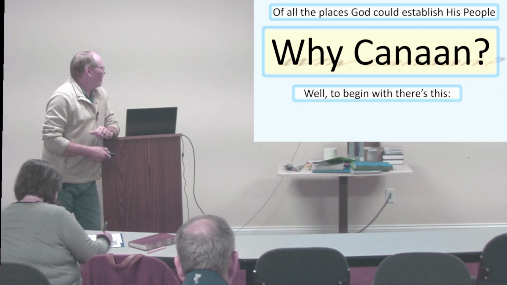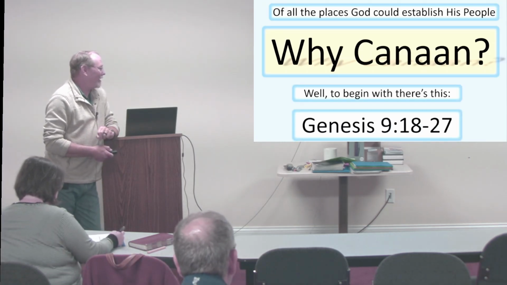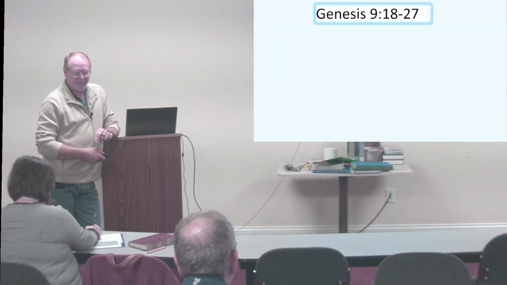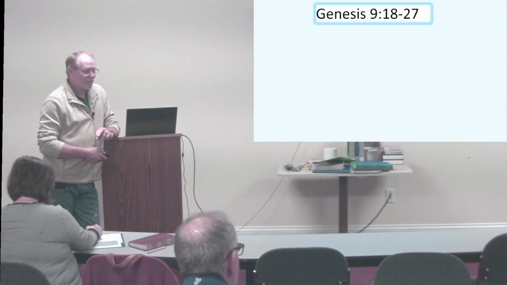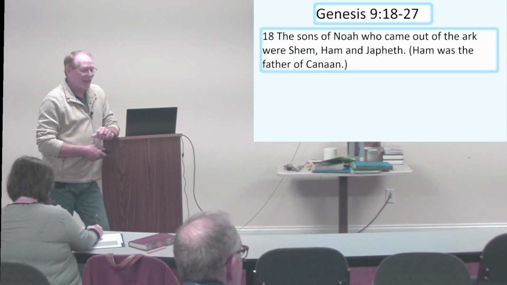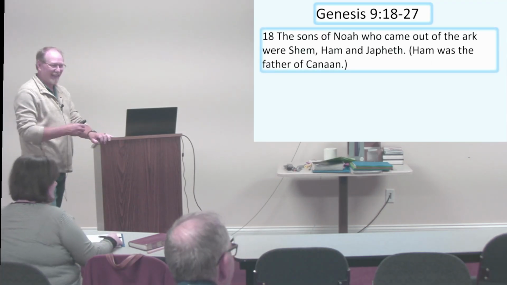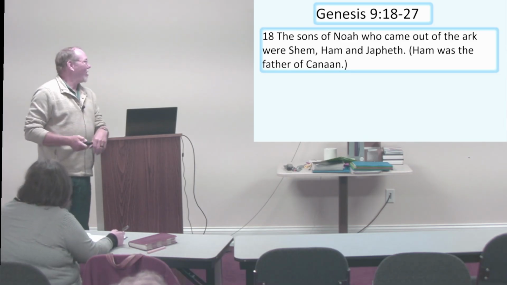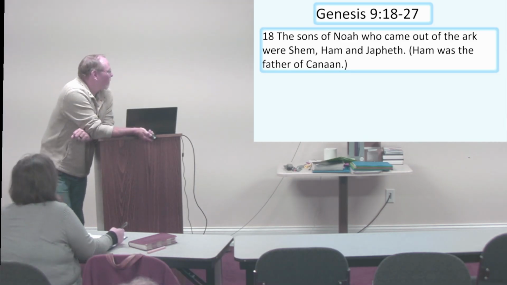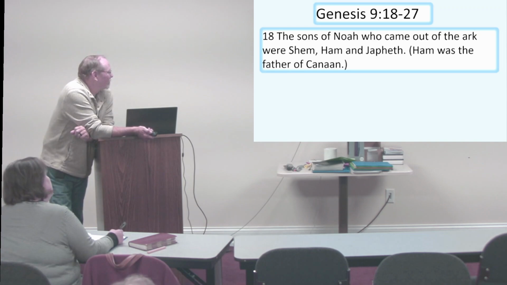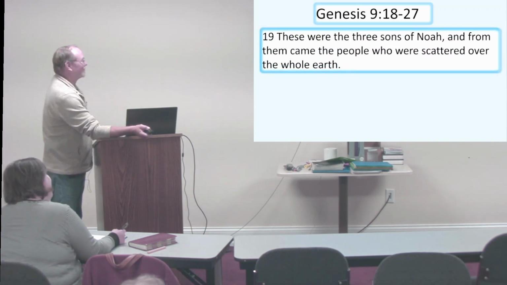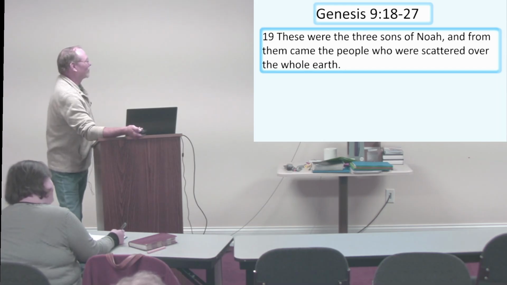So let's begin with this. Genesis 9:18 through 27. And who wants to read these verses? The sons of Noah who came out of the ark were Shem, Ham, and Japheth. Ham was the father of Canaan. These were the 3 sons of Noah, and from them came the people who were scattered over the whole earth.